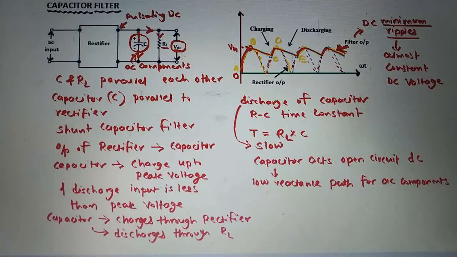So we can say that after connecting a capacitor filter after the rectifier, this capacitor filter will minimize the ripples. But it will not minimize the ripples 100%. So across the output of the filter, we will get the DC output with minimum ripples. But what is that DC output? It is almost a constant DC voltage. That means it will consist of minimum ripples or minimum AC components.